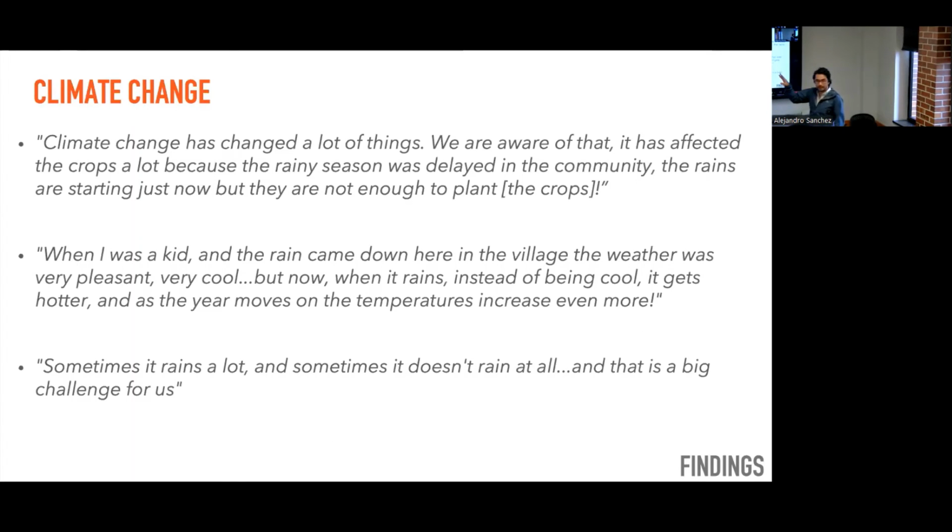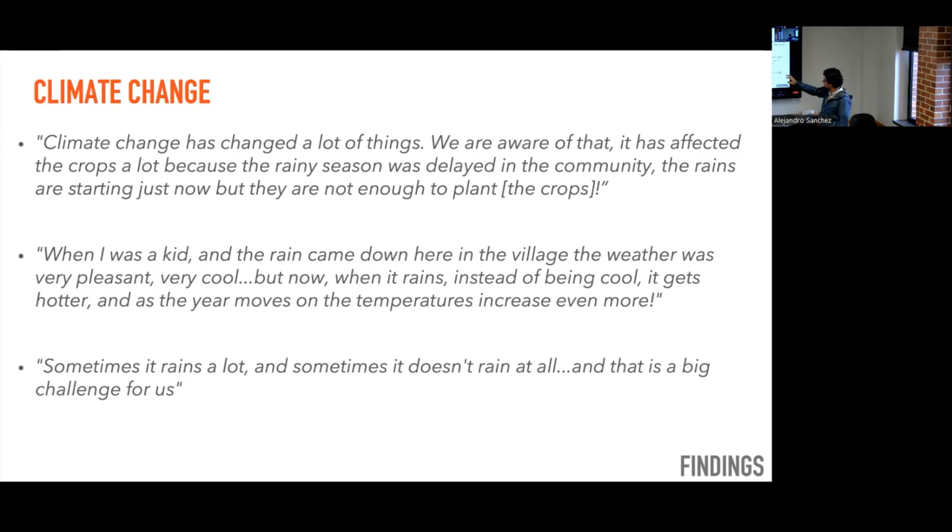Climate change, I put that in red because, like I said before, everyone talked about that. One of the quotes: climate change has changed a lot of things. We're aware of that. It has affected the crops a lot because the rainy season was delayed in the community. The rains are starting just now, but they're not enough to plant the crops. This one was also very interesting. When I was a kid and the rain came down here in the village, the weather was very pleasant, very cool. But now when it rains, instead of being cool, it gets hotter. And as the year moves on, the temperature increases even more, very easily. It rains and it feels steamy and hot.